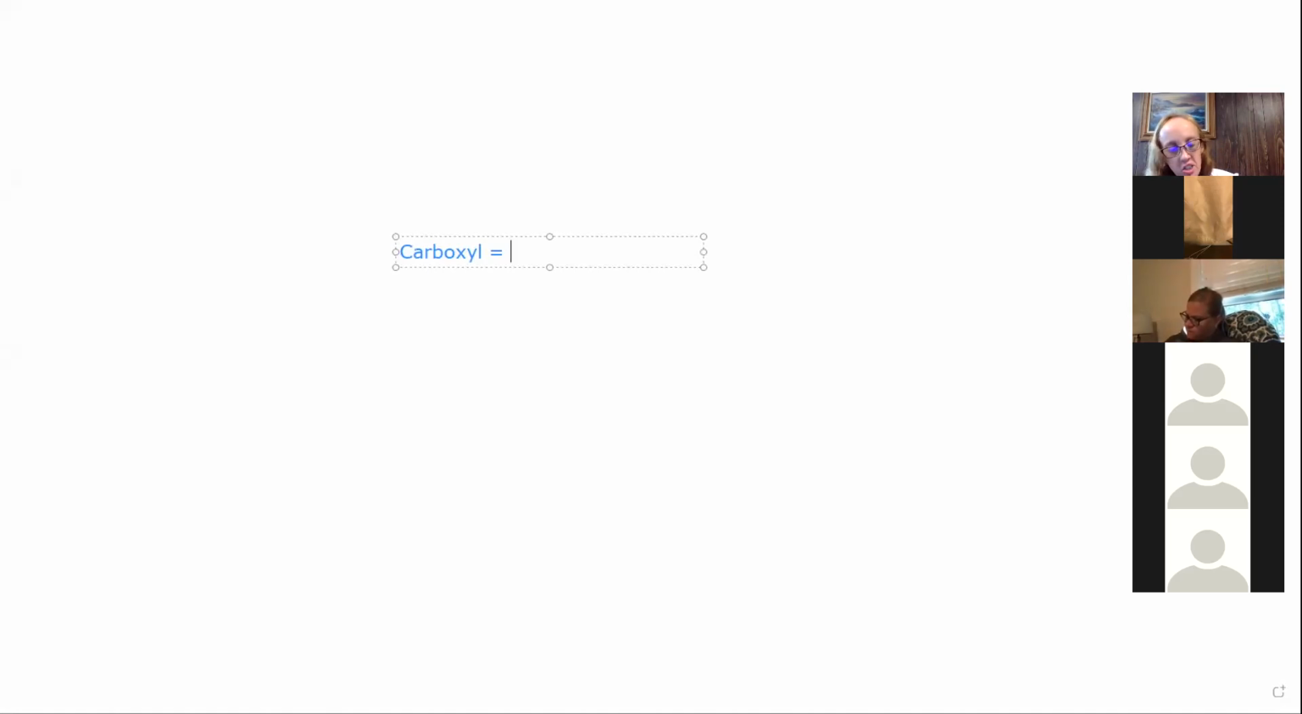So carboxyl groups easily ionize. Another word for ionize is dissociate. And when they dissociate, they give up their hydrogen ions. So a carboxyl is also called a carboxylic acid, because it is an acid in that it can give up its hydrogen ion.